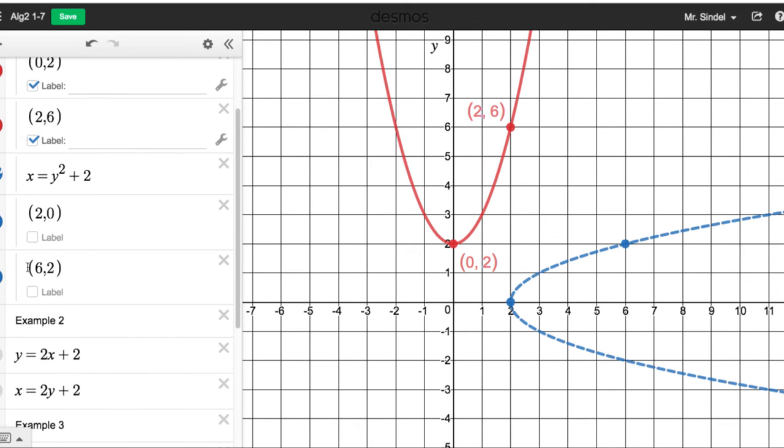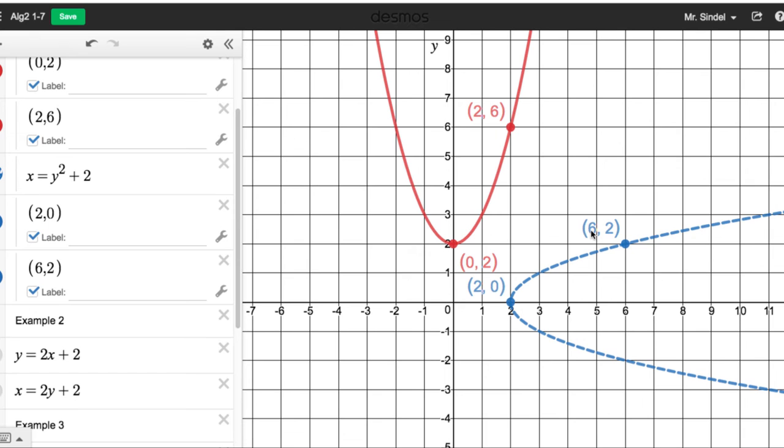Those were my original 2 points. Look at what happens when I do my inverse. What happened to my vertex? What happened to this little tip point, my minimum point? The minimum point was 0, 2, and now it's 2, 0. This point up here was 2, 6. Now it's 6, 2. Andrea, say what you said again now.